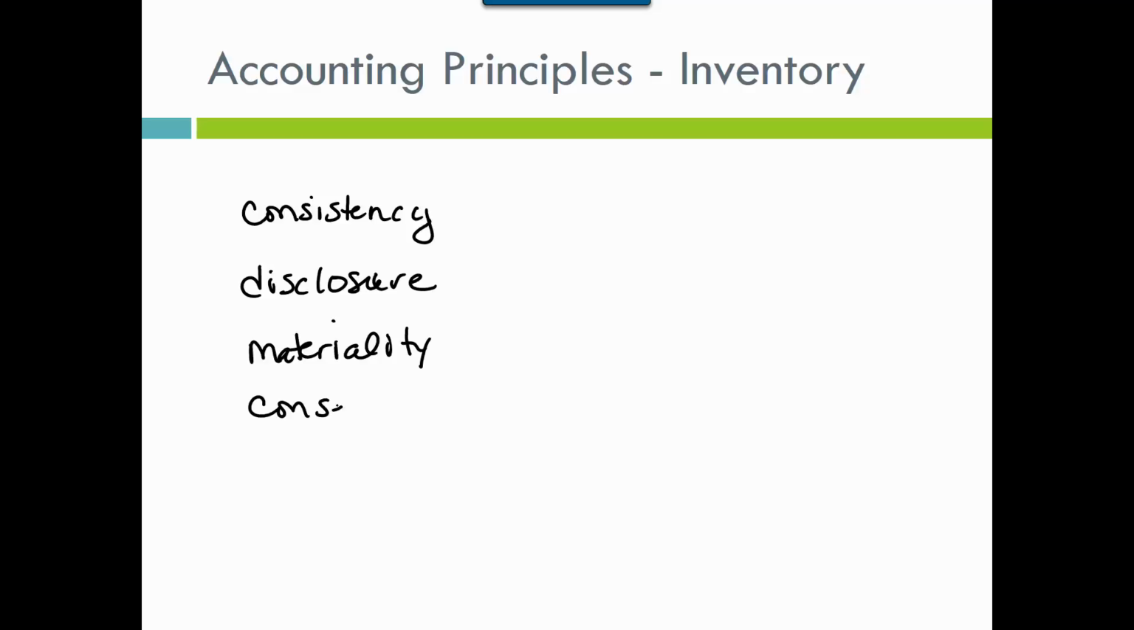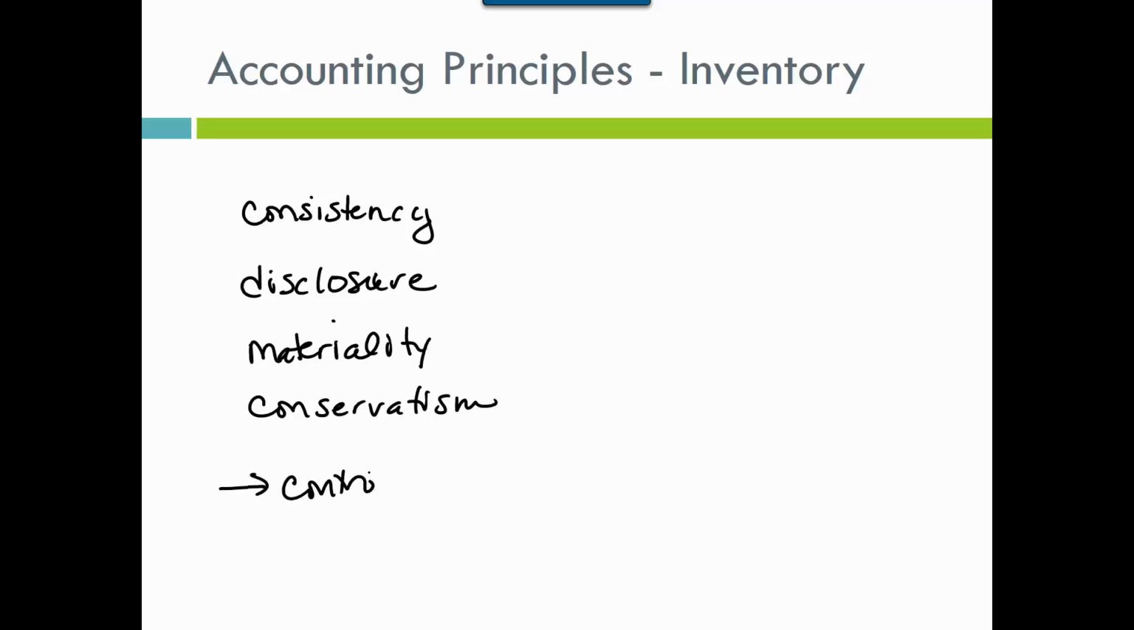The last principle is conservatism, which means I pretty much always take the worst case scenario. I need to be conservative in my estimates so that I'm not overestimating or being misleading in the numbers that I have reported for my inventory or for my cost of goods sold. And we'll show the impact of those a little bit later.